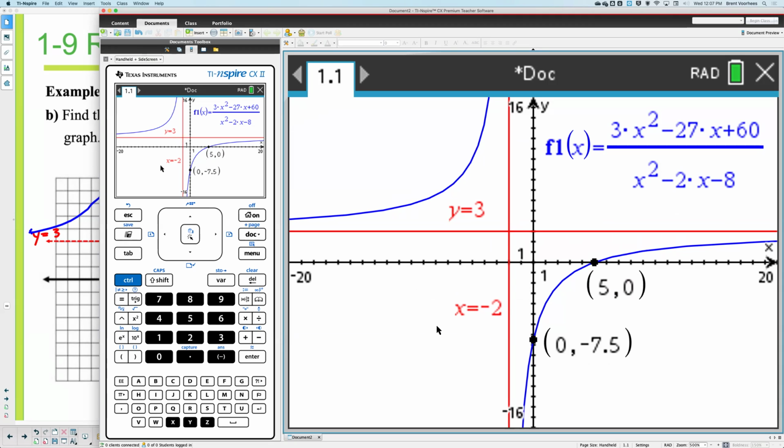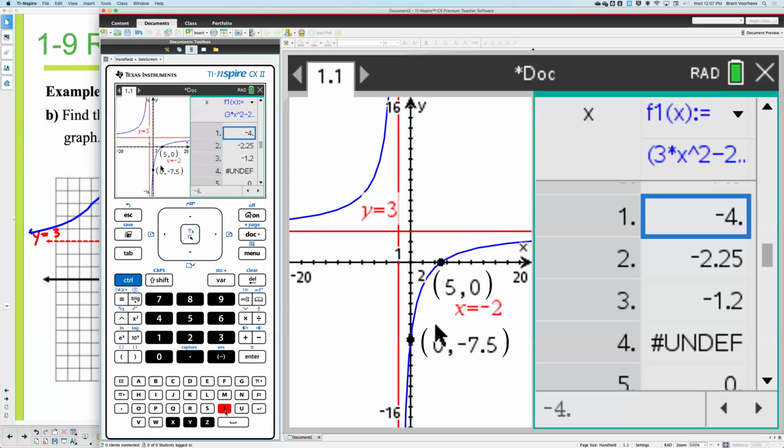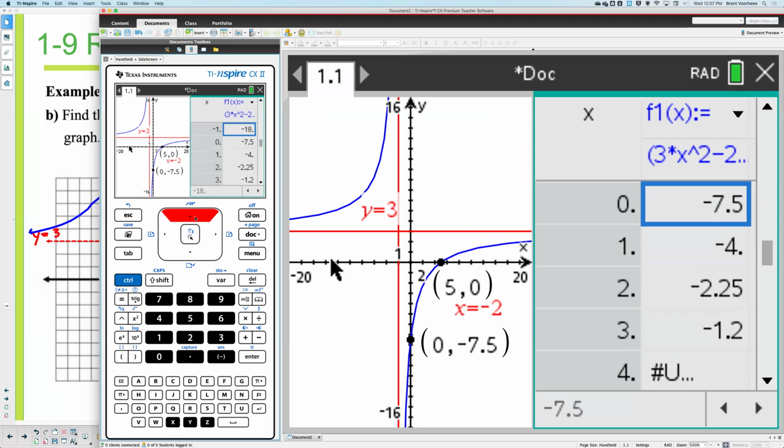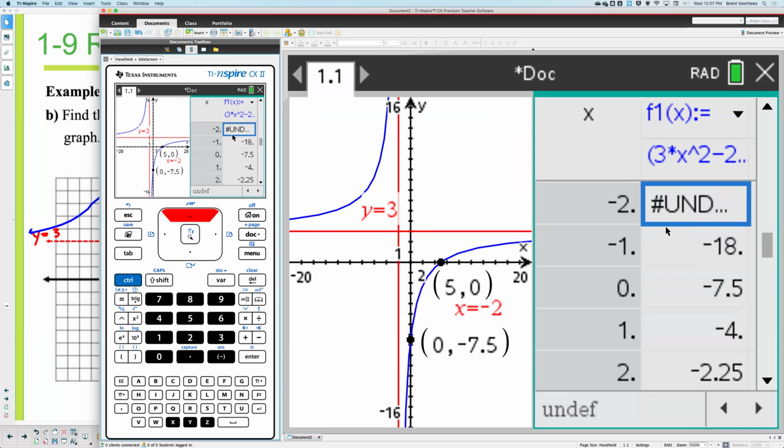Now, there were 2 places on the domain where it did not exist. Do you remember what they were? Look at your packet. 4 and -2. So what does it say at 4? Undefined. What's it say at -2? Undefined. We did it correctly. That's your domain. You check your table. That's how you do that.